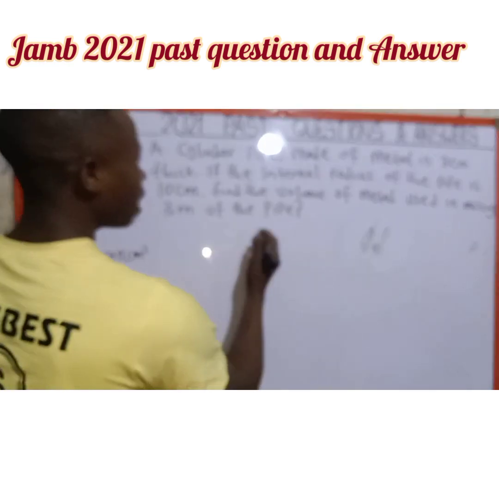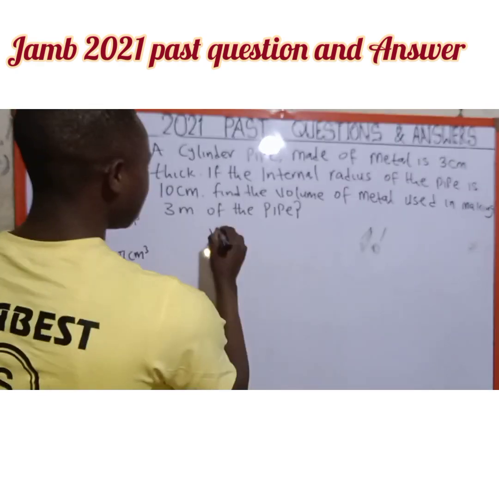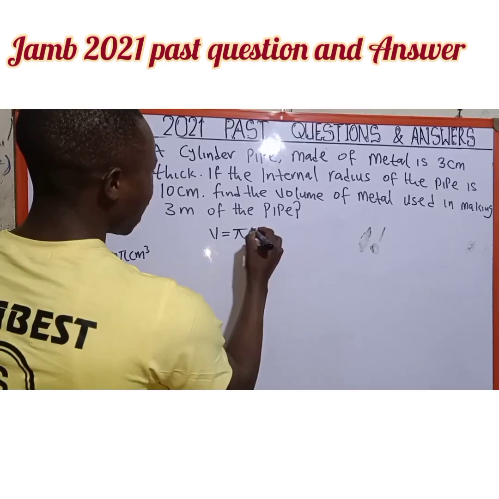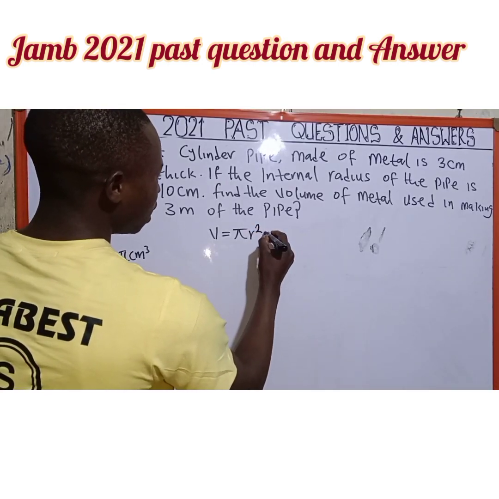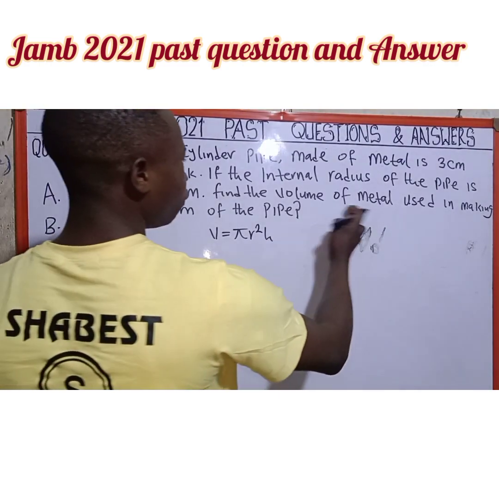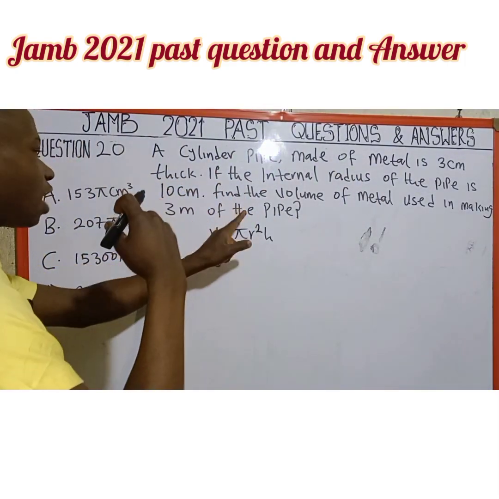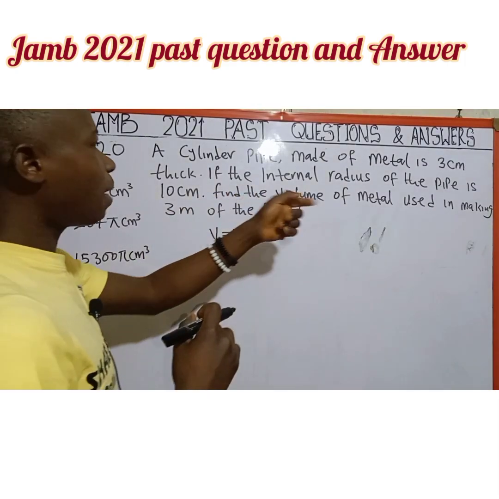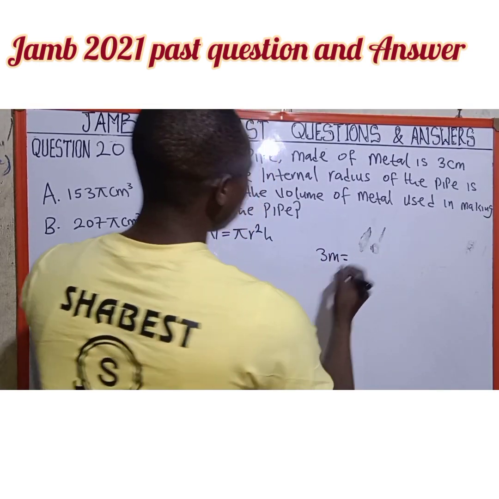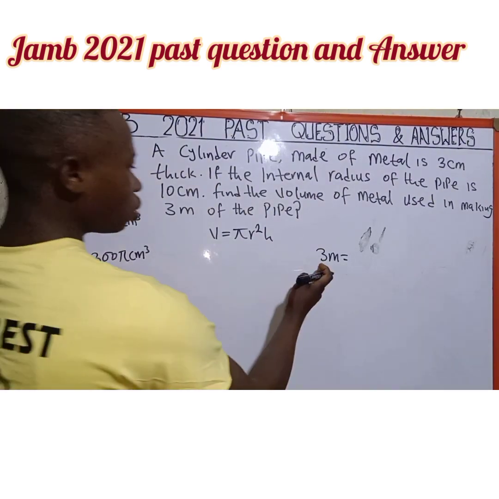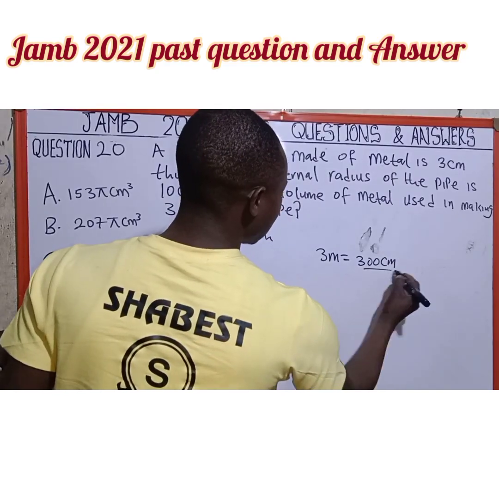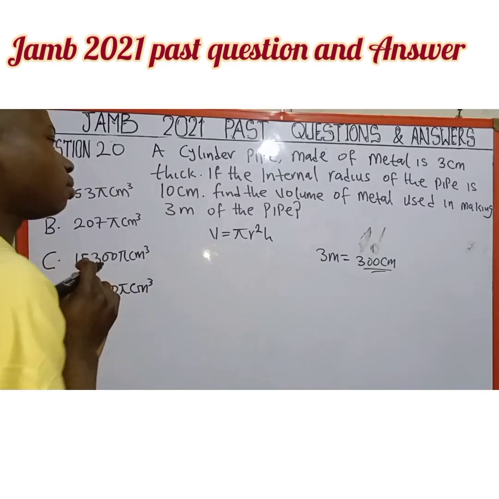Remember, the formula to calculate the volume of a metal is given as volume, denoted as V, is equal to pi multiplied by radius squared, then multiplied by h. So this is the formula. From here, we are asked to calculate the volume of a metal using 3 meters of the pipe. And the radius of the pipe is given in centimeters. So we are going to convert this 3 meters to centimeters. How we're going to do it is just to multiply this 3 by 100. It's going to give me 300 centimeters. That is from 3 meters to centimeters.